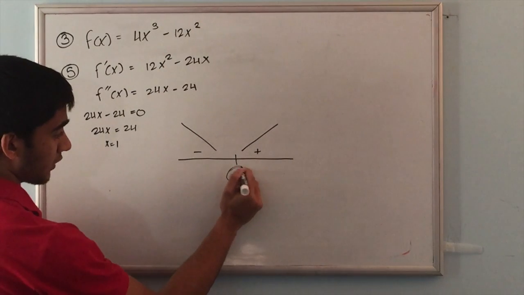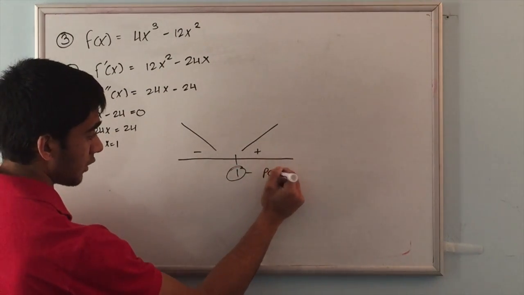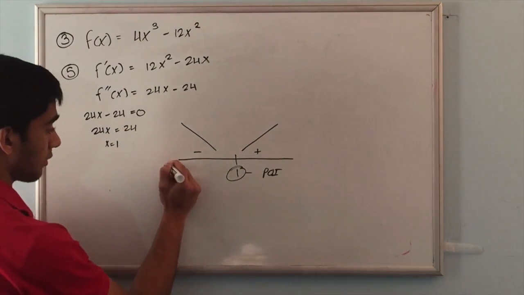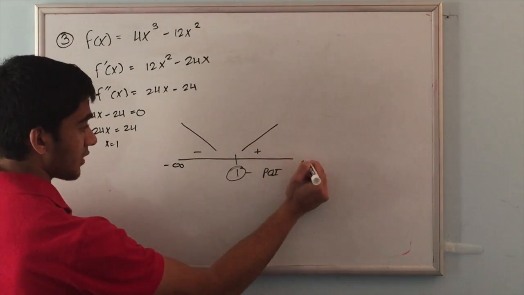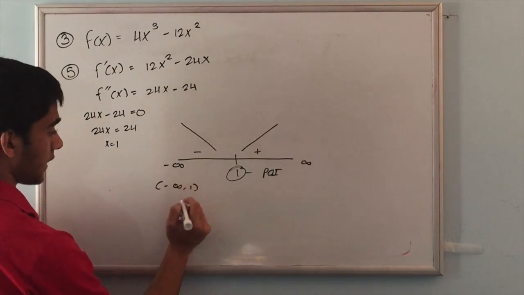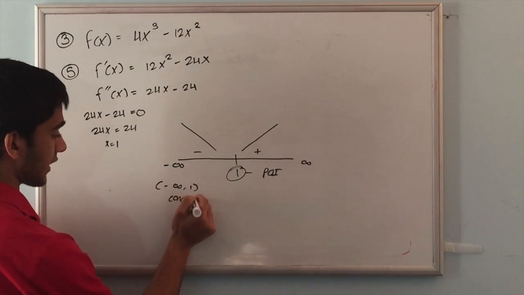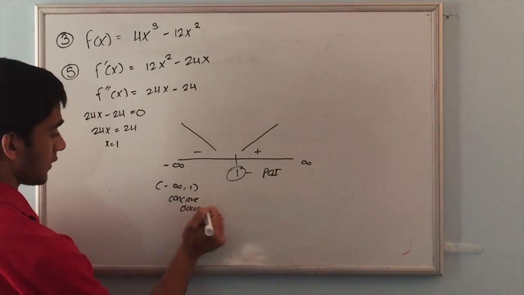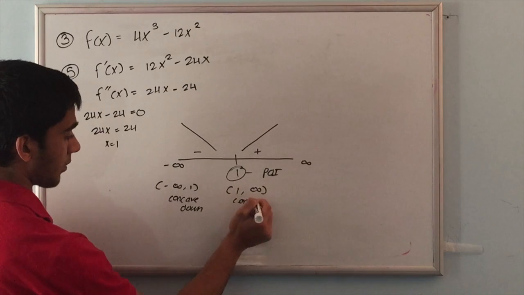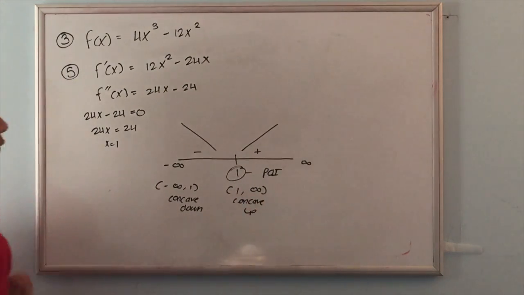So 1 is a point of inflection, a POI, and remember, negative means concave down, so it's concave down before, and then concave up after. So we can write our intervals of concavity. If you label this as negative infinity, and this is positive infinity, we can say from negative infinity to 1, it is concave down, since it is negative, and from 1 to positive infinity, it is concave up.